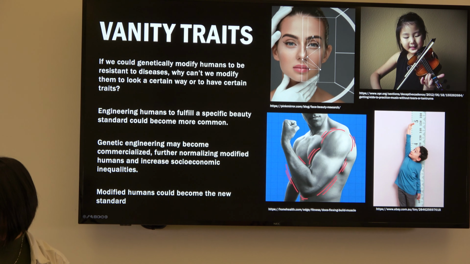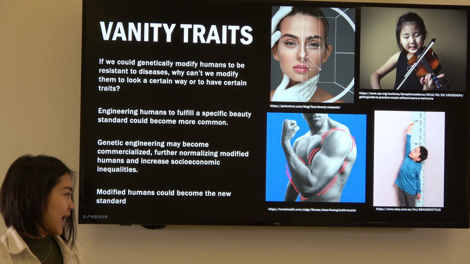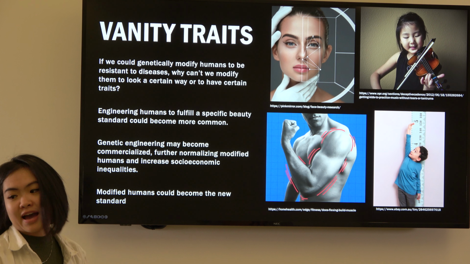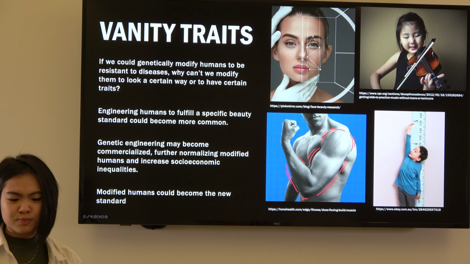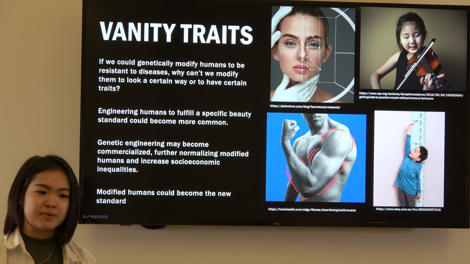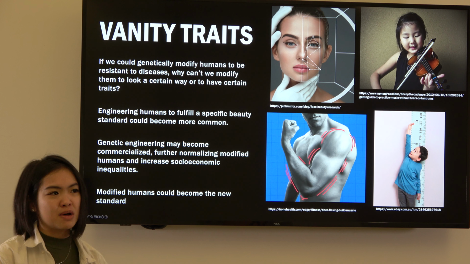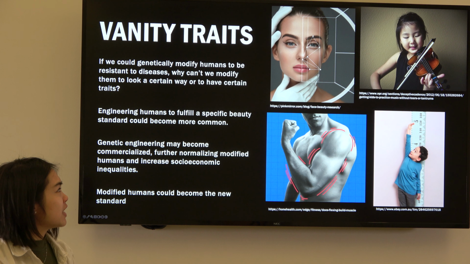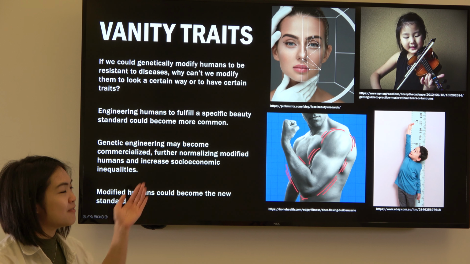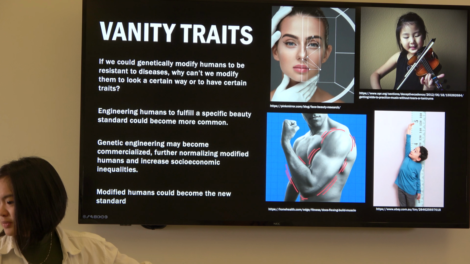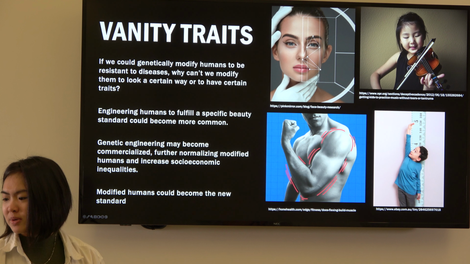And then, as genetic engineering becomes more accessible, cheaper, and more socially accepted, it won't be long before we start modifying ourselves for vanity traits. If we can genetically modify ourselves to become resistant to all these diseases, why can't we also modify ourselves to become taller, fit the ideal beauty standards, or be a violin prodigy? What's stopping us from that? And is it ethical to modify humans that way?